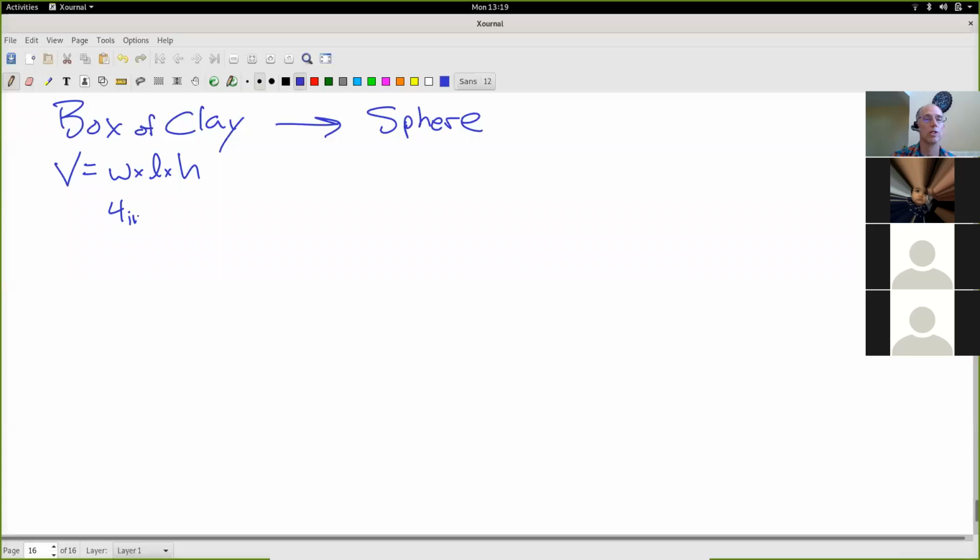So we have 4 inches times 6 inches times 2 inches. 4 times 6 is 24. If we double 24, we get 48. And inch times inch times inch is cubic inches or inches cubed. So I'm going to write inches cubed. And sometimes we might state that as 48 cubic inches.